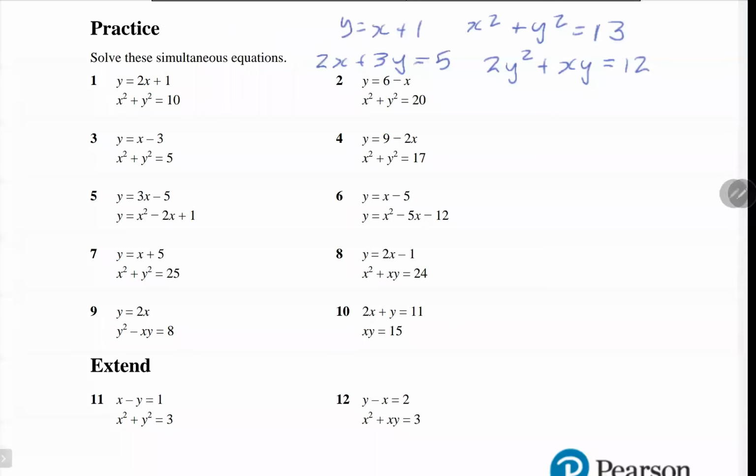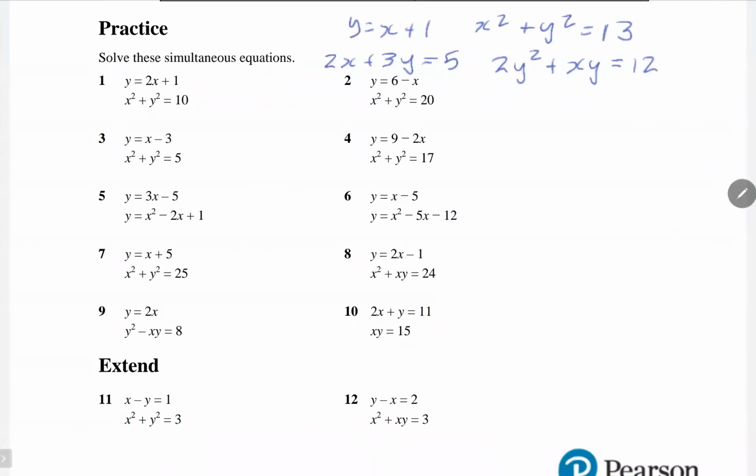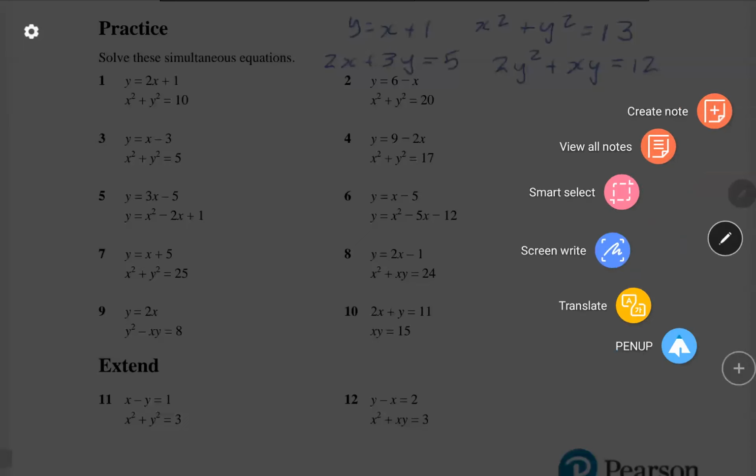These two down here, the last two that say extended, 11 and 12, are two that cannot be factorized. You have to use the quadratic formula for those two. Those two can't factorize, but I still wanted to try them. But let us do one more.